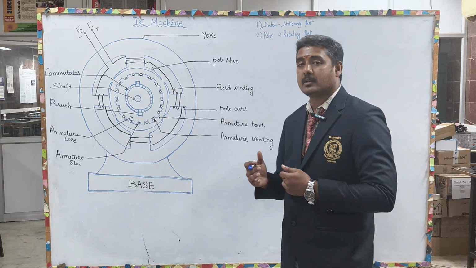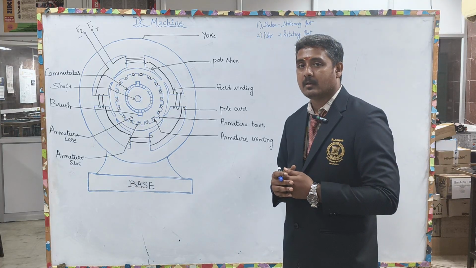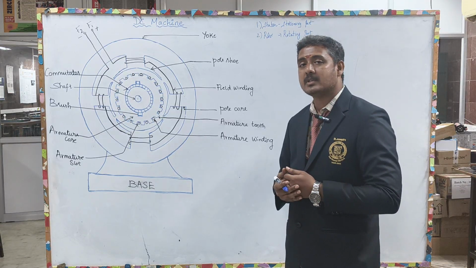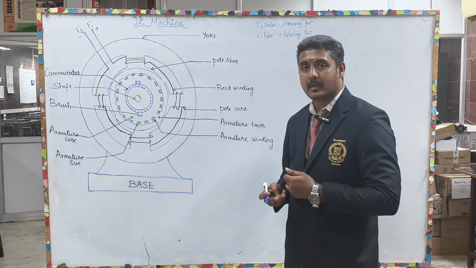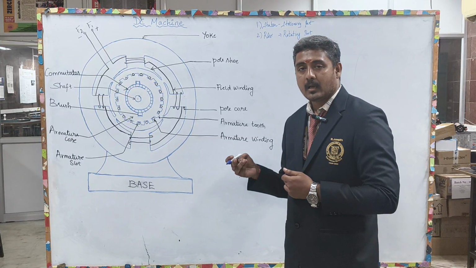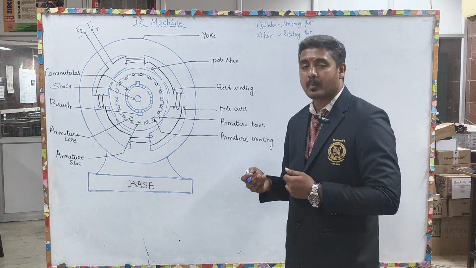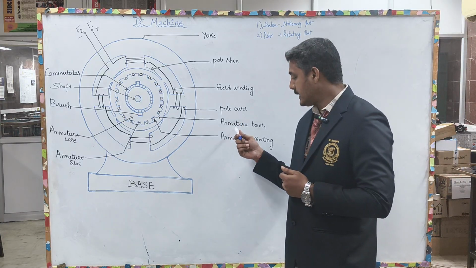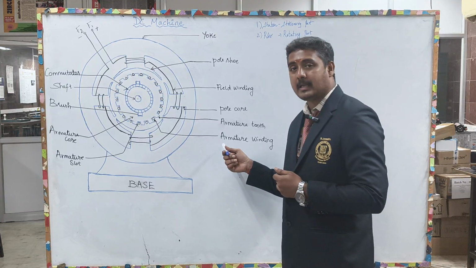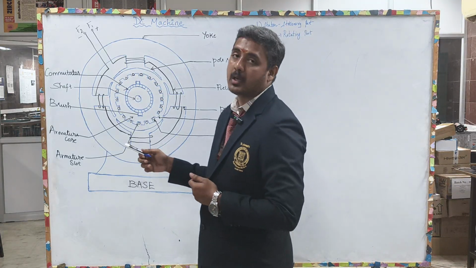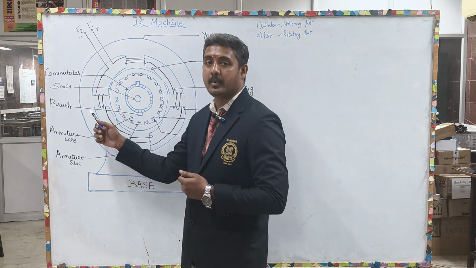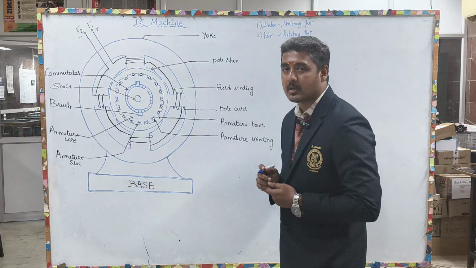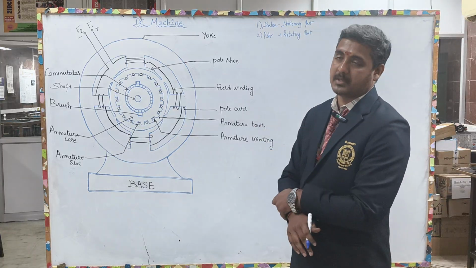Moving on to the construction, in the construction we will be having various parts in a DC machine. The parts of the DC machines are yoke, field winding, and pole core, pole shoe, and then armature, armature teeth, armature winding, armature core, armature slot, brush, shaft, and commutator. These are the various parts of the DC machine.